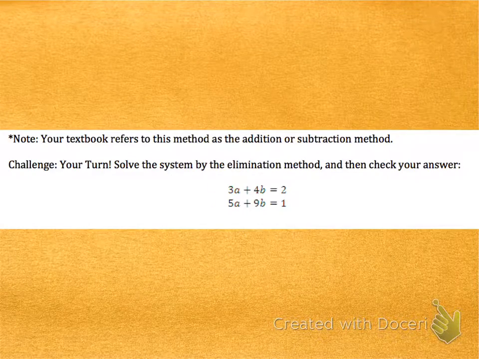All right, so the next one is a challenge, and it's your turn. I'd like you to solve that system by elimination and bring it into class.